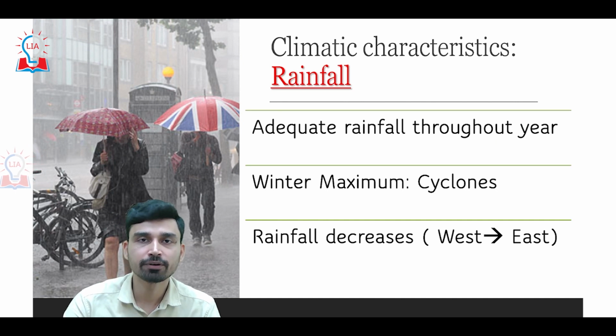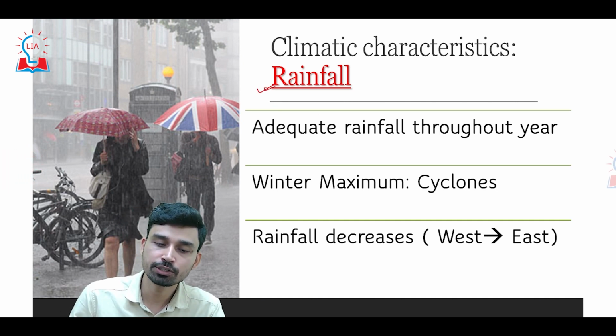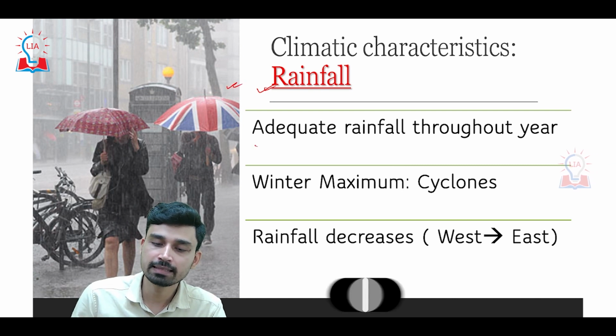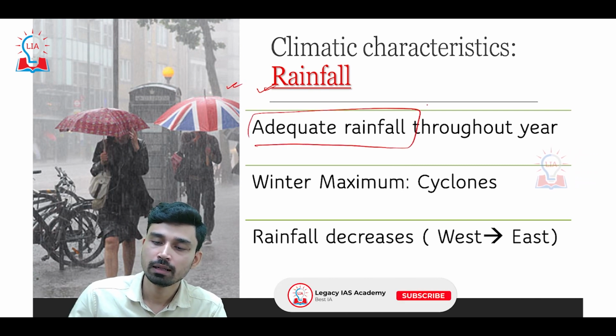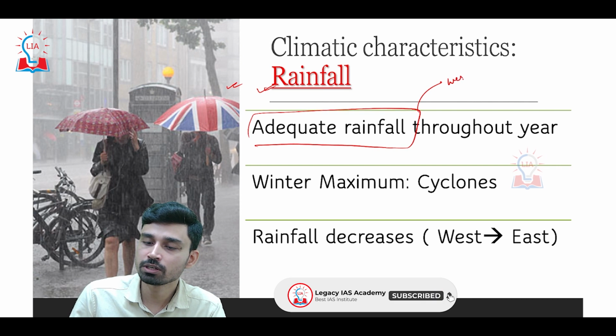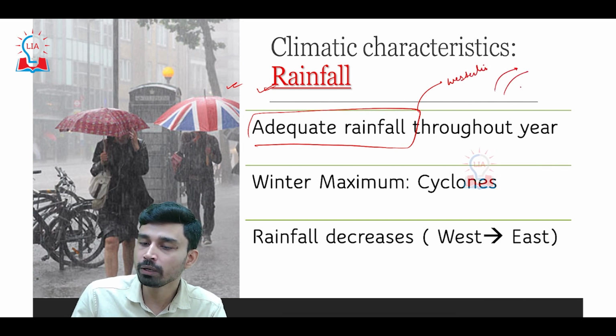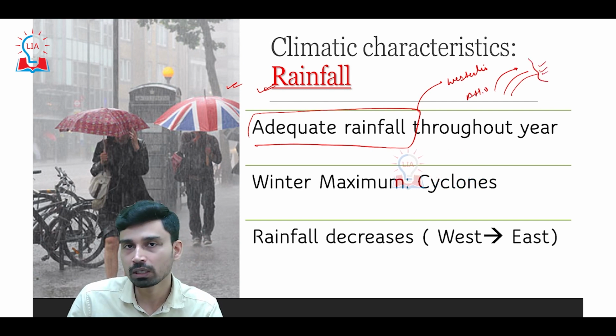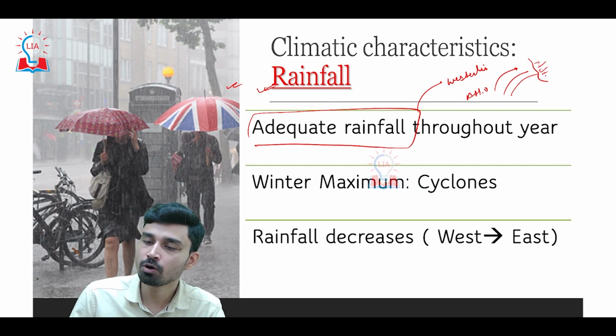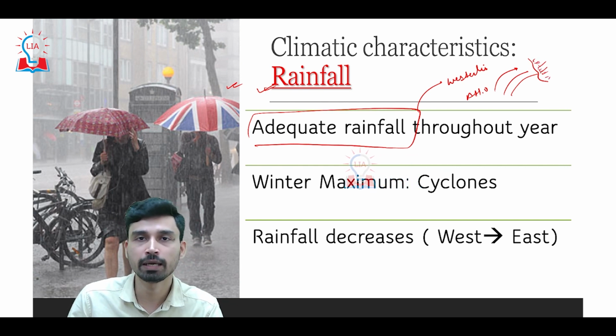The second important characteristic we can talk about is the rainfall conditions. As we know, Britain experiences rainfall throughout the year, and this is an adequate amount of rainfall largely because of the westerlies wind that we have just discussed. These are examples of onshore winds, and since they move from the Atlantic Ocean toward these land masses, they bring with them a large amount of water vapor, a large amount of moisture, and thus cause heavy rainfall in this coastal area.